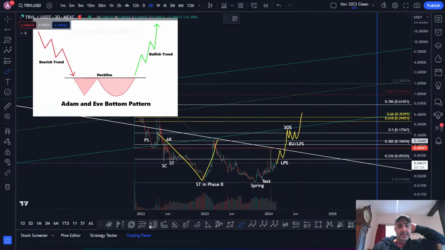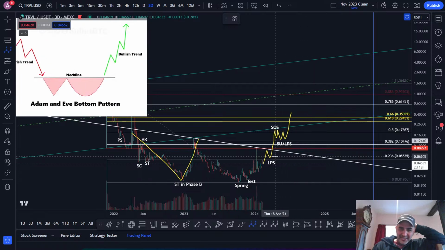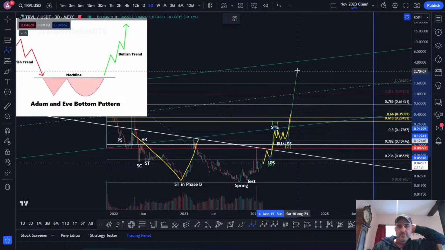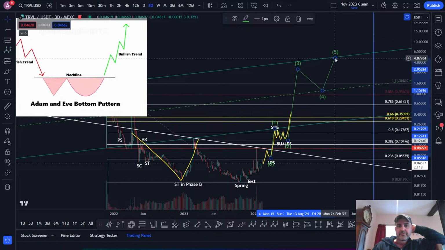So possibly, guys, if this plays out the way I draw it, I expect a goodie bag from everyone. I want goodie bags. Right, so that's your wave one. That's your wave two. Wave three, wave four, and wave five. That will be your bullish trend.